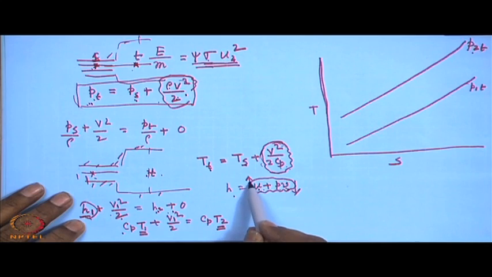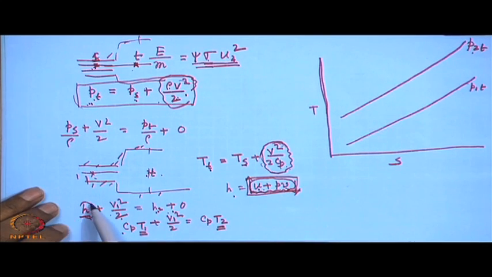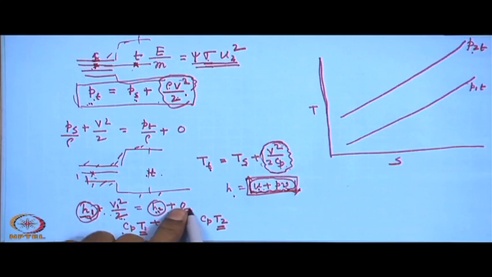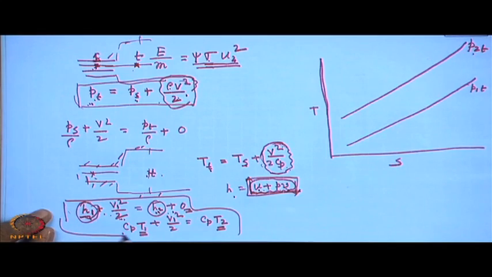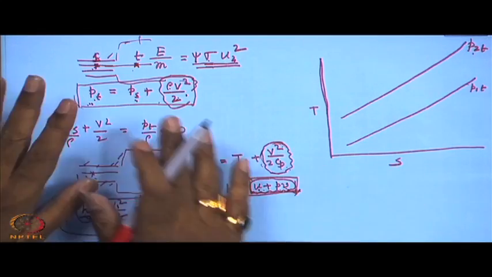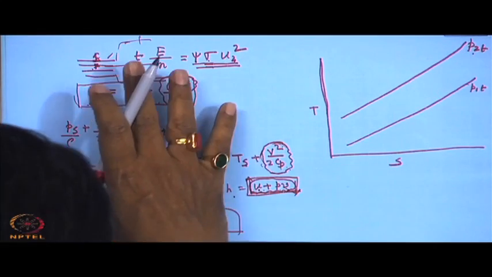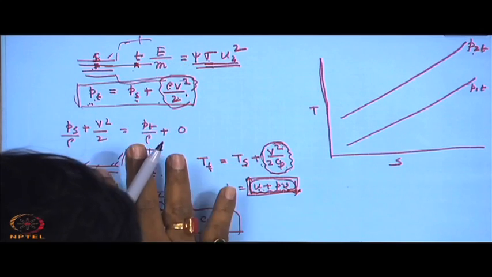So it is the conversion between U and PV that will depend upon the friction, but H1 plus V1 square by 2 is H2, whether the velocity is 0 or any other velocity may be there. This is the steady flow energy equation, which is independent of whether there is friction or not. This is a recapitulation of the total pressure and the total temperature.